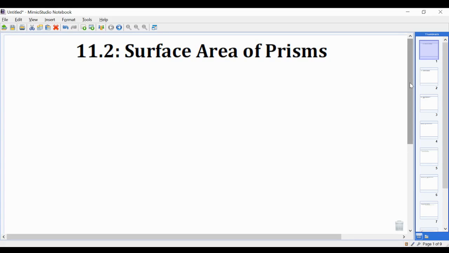Good morning, everybody. Today we are talking about the surface area of prisms. Feel free to follow along in your notes, which should be in the same folder or in your chapter folder for your geometry class. So, surface area of prisms.